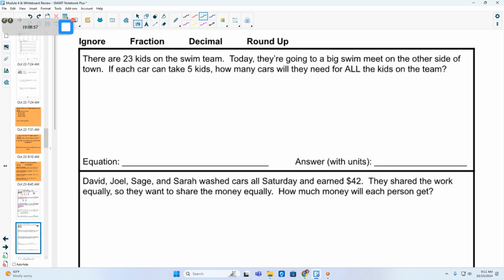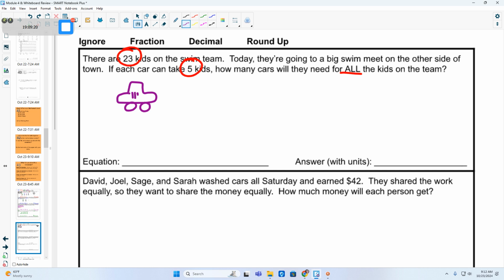Okay, and let's go on to the back. There's going to be 4 on the back as well. Same 4 things to do with the remainder. There are 23 kids on the swim team. Today, they're going to a big swim meet on the other side of town. If each car can take 5 kids, how many cars will they need for all the kids? All right, let's go ahead and draw some cars.